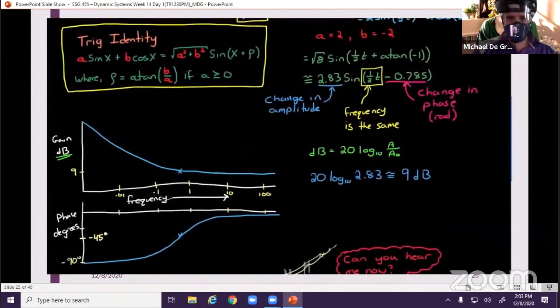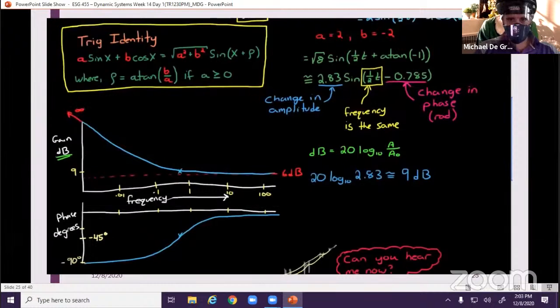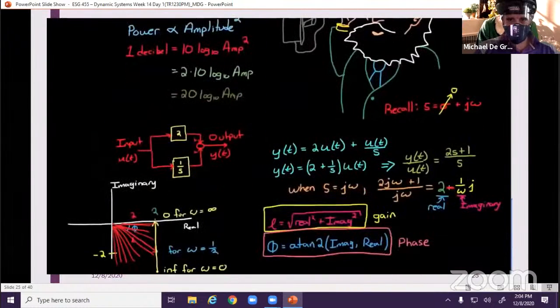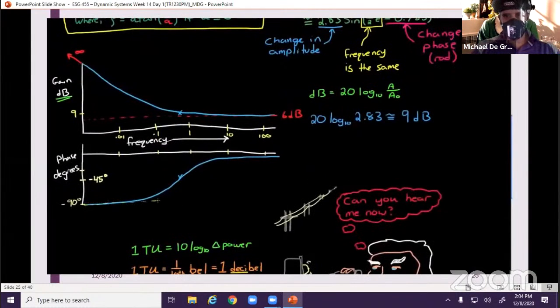If we go back up to our plot, you can see that's exactly what the gain is doing. The limit as frequency approaches infinity goes to 6 dB, which is a gain of 2. And off to the left, as frequency approaches 0, the gain goes off to infinity. Also, if you look at phase here, you can see that phase starts out at negative 90 degrees and then goes to 0 degrees. And again, that's exactly what our plot is doing.